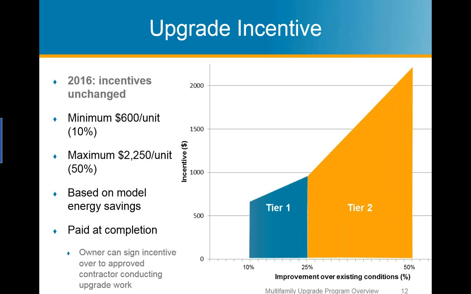Similar to last year, the owner is able to sign over the upgrade incentive to the participating contractor conducting the upgrade work. That is a field on the program application. So if you have owners that would like to have the incentive go straight to the participating contractor, make sure they check that box on the application.